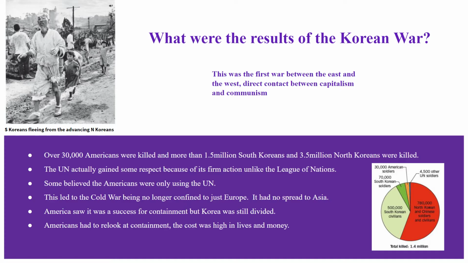So again, the Cold War is no longer just in Europe and Americas, it is now spread to Asia. Okay? Talked about this last point, and Americans paid a huge price. That's what also shows the Americans were willing to pay a huge price in order to contain communism. Okay, pause here and take these notes down, and we'll go on to the next slide.